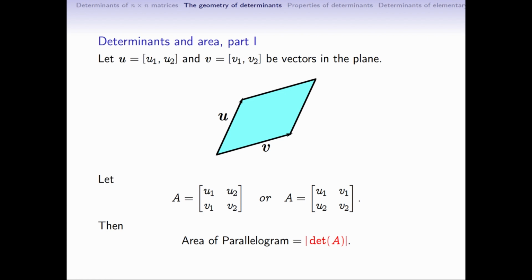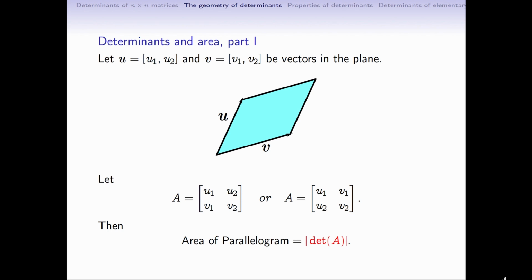So let A be the matrix that we get by feeding in U and V as either rows or columns. It doesn't matter. Then the area of the parallelogram determined by U and V is simply the absolute value of the determinant of the matrix A.